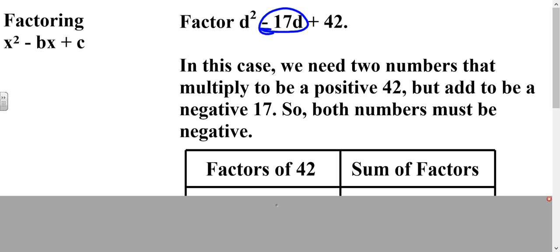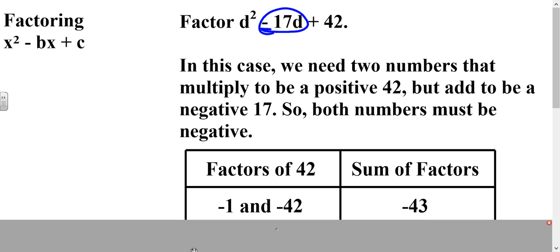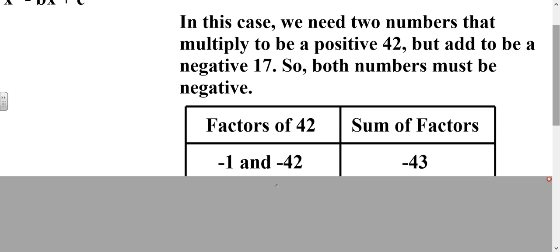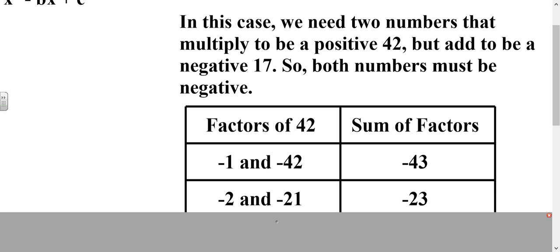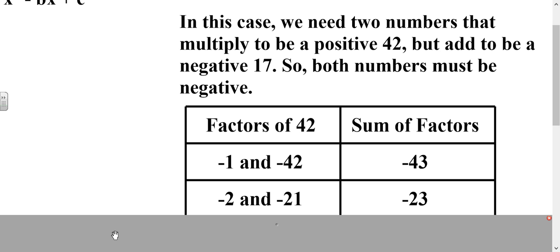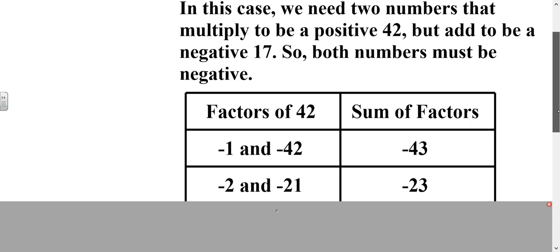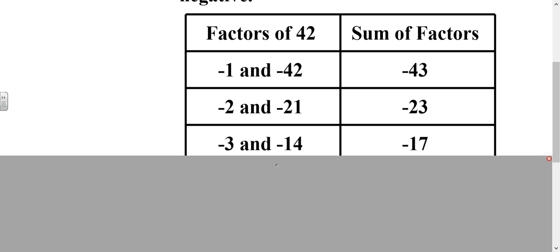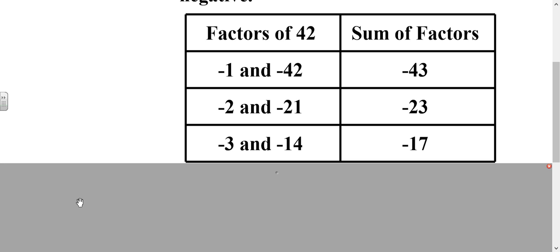Okay, so both numbers must be negative. So let's try our factors of 42. Well, both of them have to be negative. I could have negative 1 and negative 42, but when I add those together, I get negative 43, so that doesn't work. I've got negative 2 and negative 21. But when I add those together, those equal negative 23, so that doesn't work. Okay, negative 3 and negative 14, and there we go. We have our negative 17.